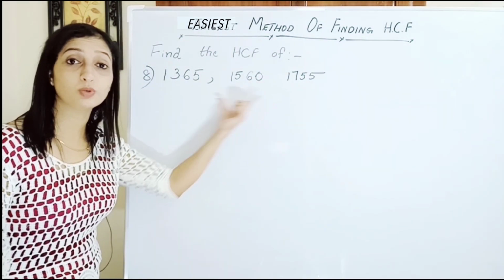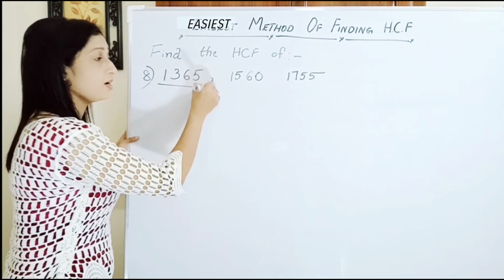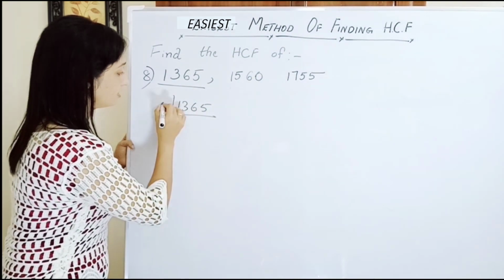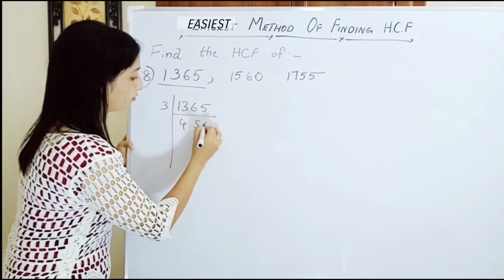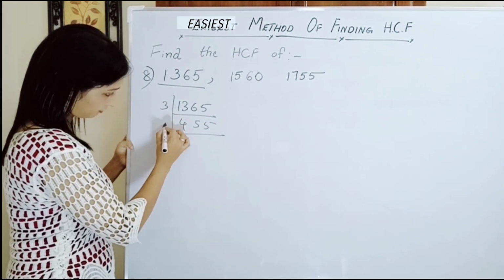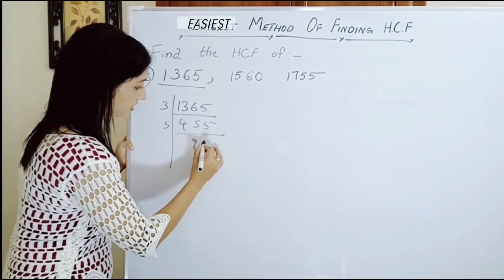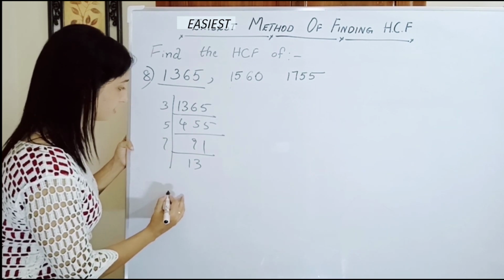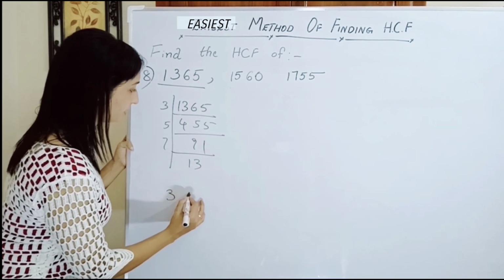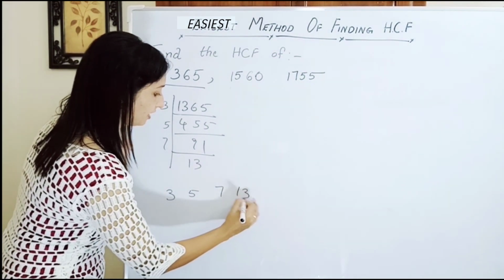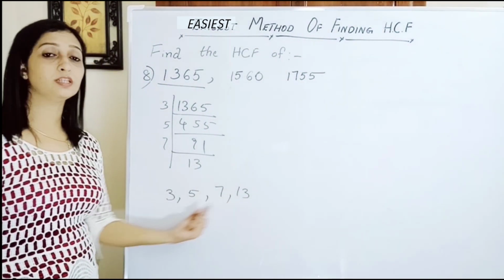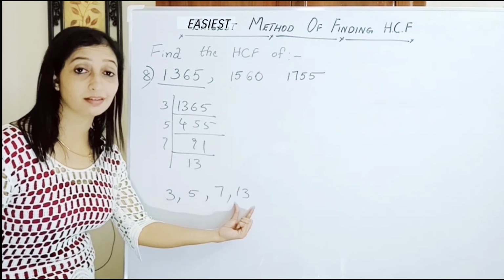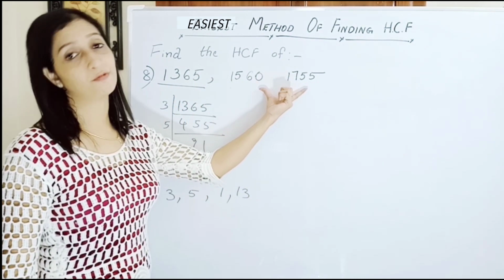So what do we do? We find out which is the smallest number. Which is the smallest number here? 1365. So let us find out the factors of 1365. That is 3 into 455, 455 again by 5 becomes 91, 91 by 7 becomes 13. So what are the factors of 1365? That is 3, 5, 7 and 13. So now among all these factors, you need to find out what is the HCF of all these three numbers. Anyway, 13 can't be the HCF of such big numbers.